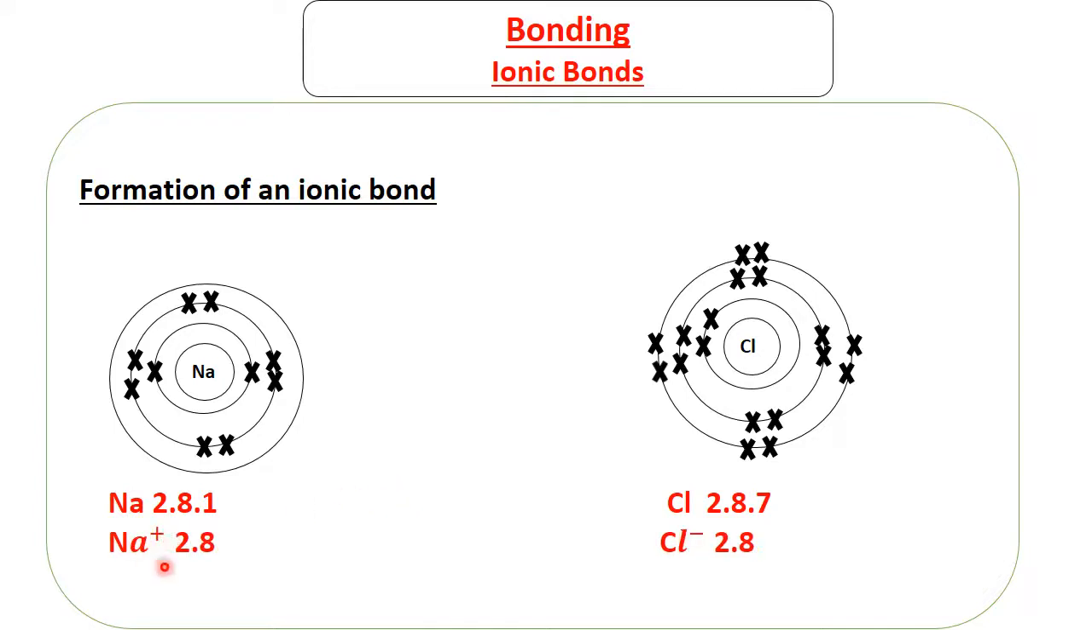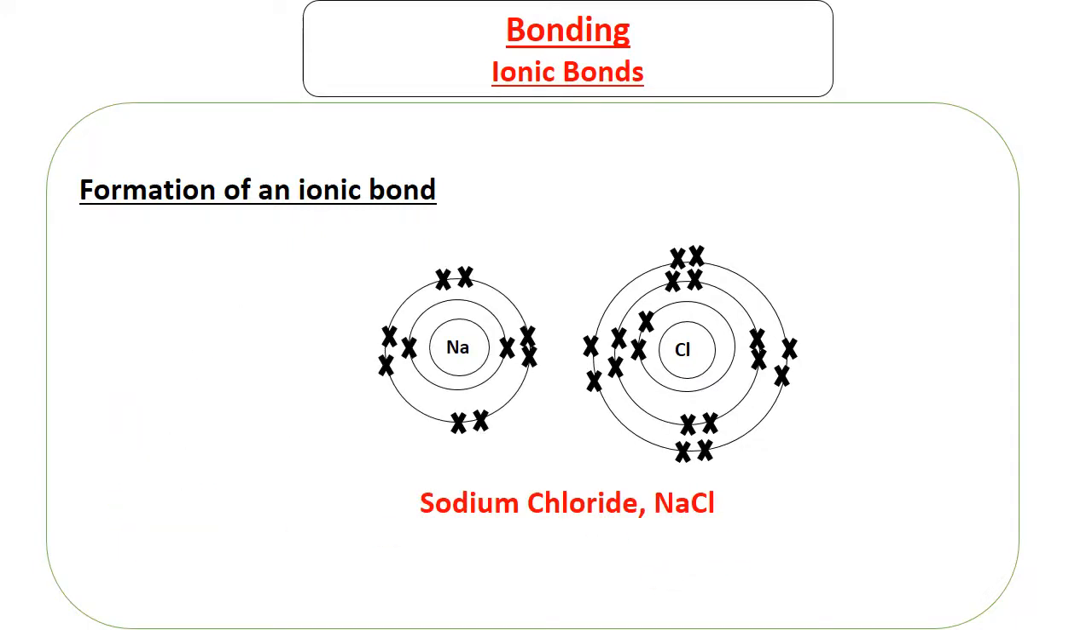And this one now, since it has lost, it's going to have the chemical formula sodium plus, and this one chloride minus. So the two are going to form a bond like this. This is how you show a bond. In an exam, you can be asked to show how the bond is formed, and this is how to illustrate.